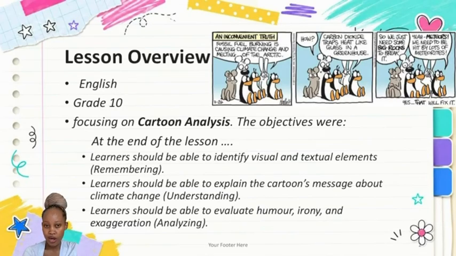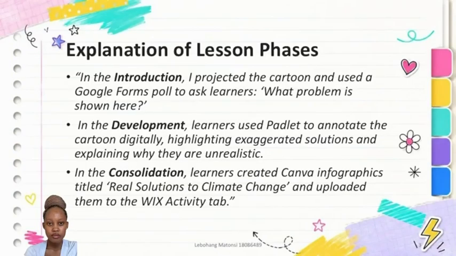The objectives were, at the end of the lesson, learners were able to identify visual and textual elements, which is remembering according to Bloom's taxonomy, and learners were able to explain the cartoon's message about climate change, which is understanding according to Bloom's taxonomy. And then lastly, learners were able to evaluate humor, irony, and exaggeration, which is analyzing according to Bloom's taxonomy.